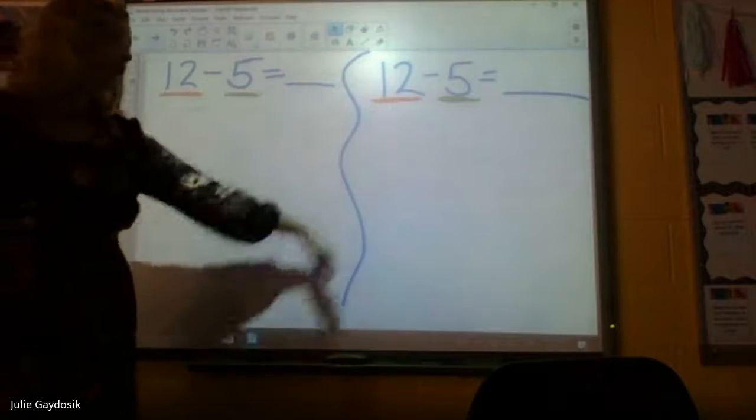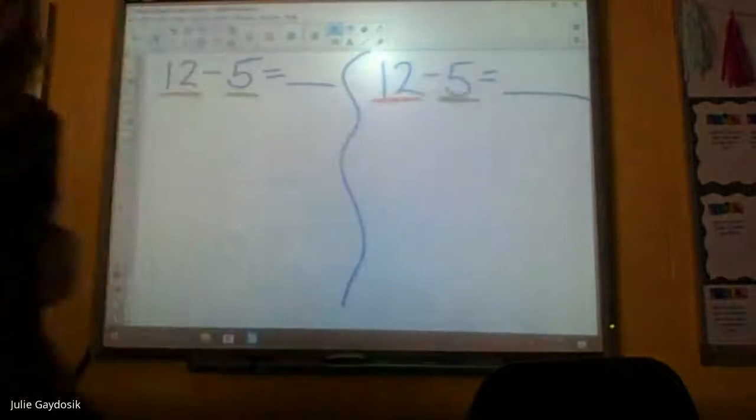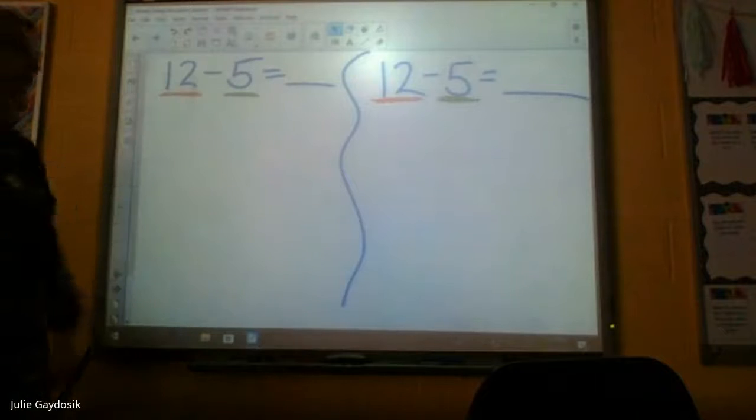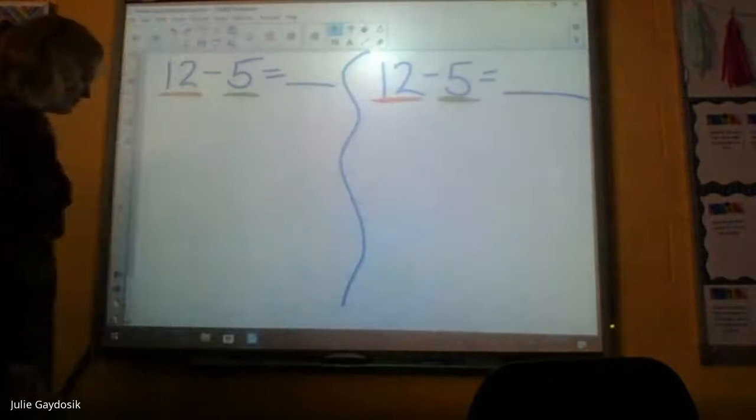Draw a line down the middle. 12 minus 5 equals unknown. And I bet you guessed it. We're doing pictures on this side and an open number line on this side. All right.